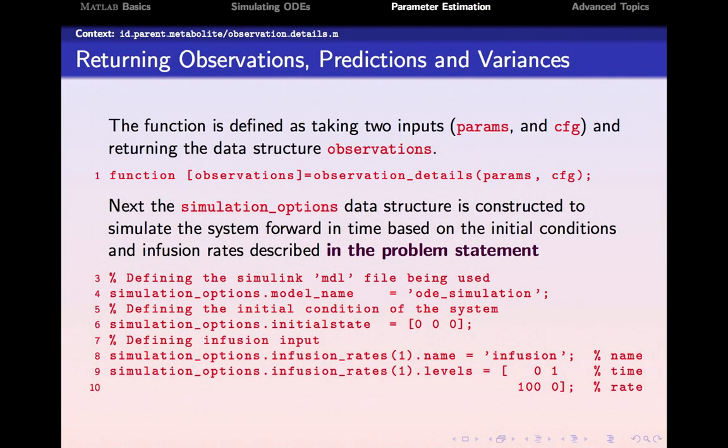Now let's look at the observation details file. So here we have the observation details file that takes as its input params and CFG, and it's going to give us back observations. What we need to do is basically construct the simulation options data structure, where we specify the model name, the initial condition of our system, and then we specify our infusion rates. This is just like we did in the previous section. We create a field called infusion rates. There's only one of them, so it's the first one. We give it a name, and we specify the levels. So it's going to start at time 0, and it's going to jump up to 100, and then at time 1, it's going to jump back down to 0.